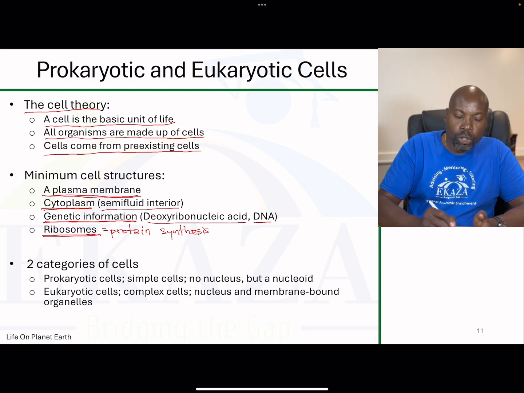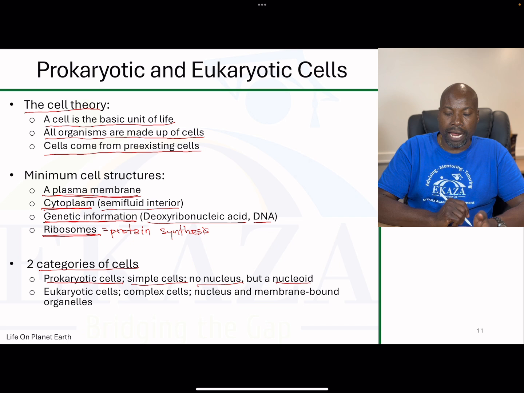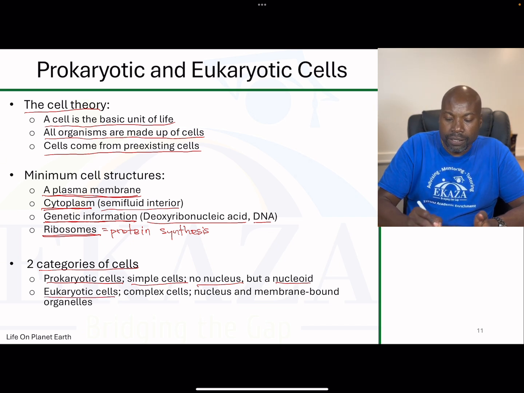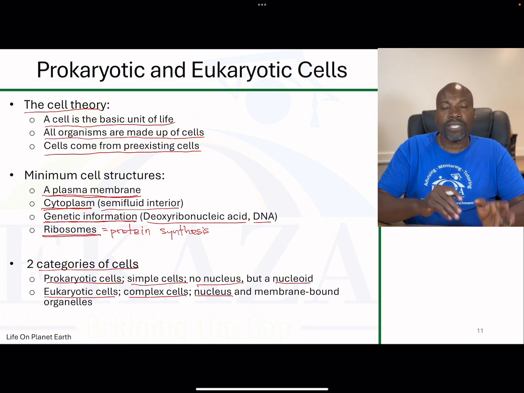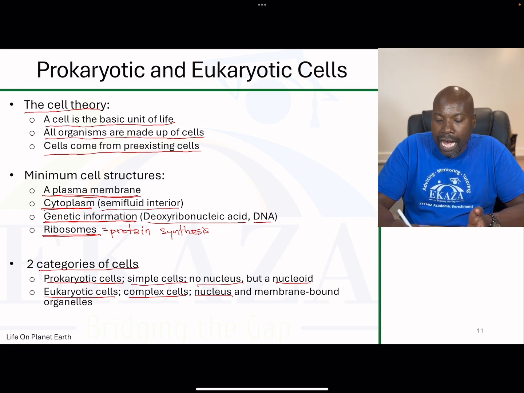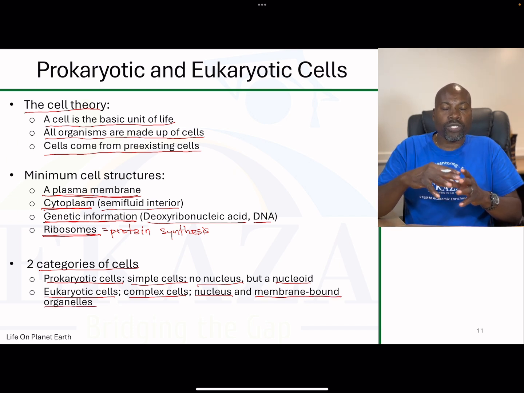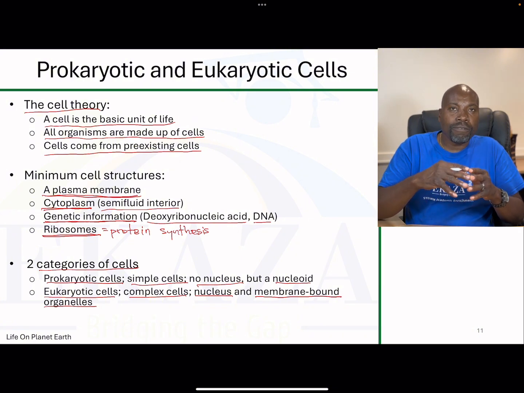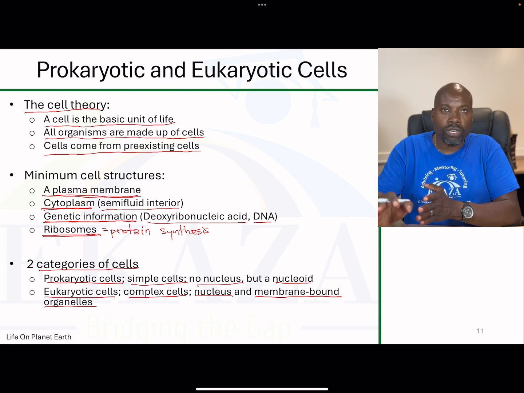Now, two categories of cells, as I already mentioned earlier: prokaryotic cells that are very simple cells, no nucleus, but they do have a nucleoid. I want you to remember that. How about eukaryotic cells? Eukaryotic cells are complex. They do have a nucleus. In other words, their genetic information is enclosed in an envelope, right, making up the nucleus. And then they have membrane-bound organelles. Organelles being the structures in the cell that have a very specific function and that set that structure apart from another structure of the cell.